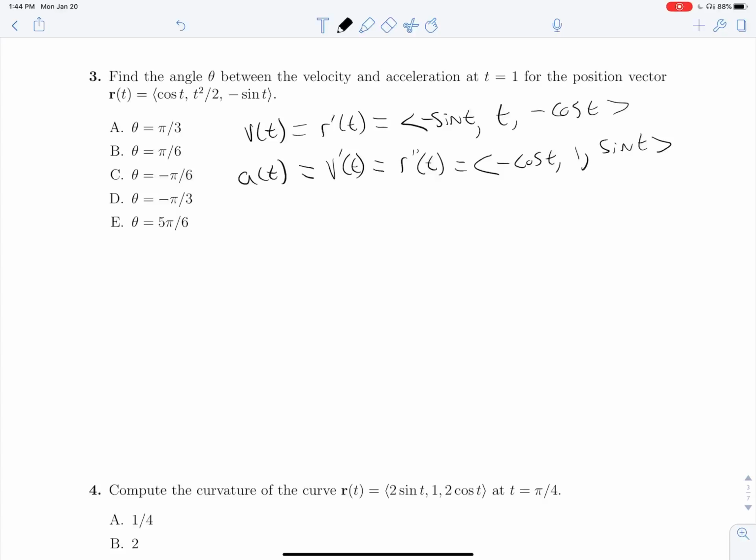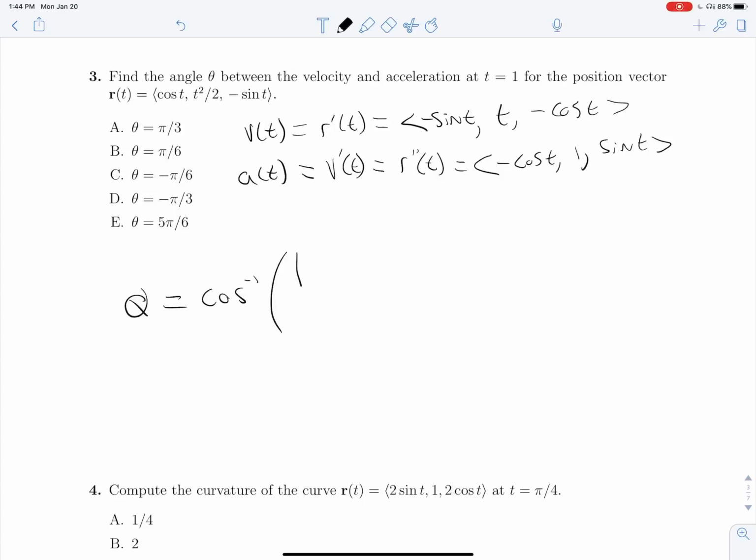And we are looking for the angle between these two vectors at t equals 1. So let's plug t equals 1 in here, but also we do have to know what kind of equation we're dealing with overall. This just comes from the definition of the dot product, that theta is equal to the inverse cosine of the dot product.